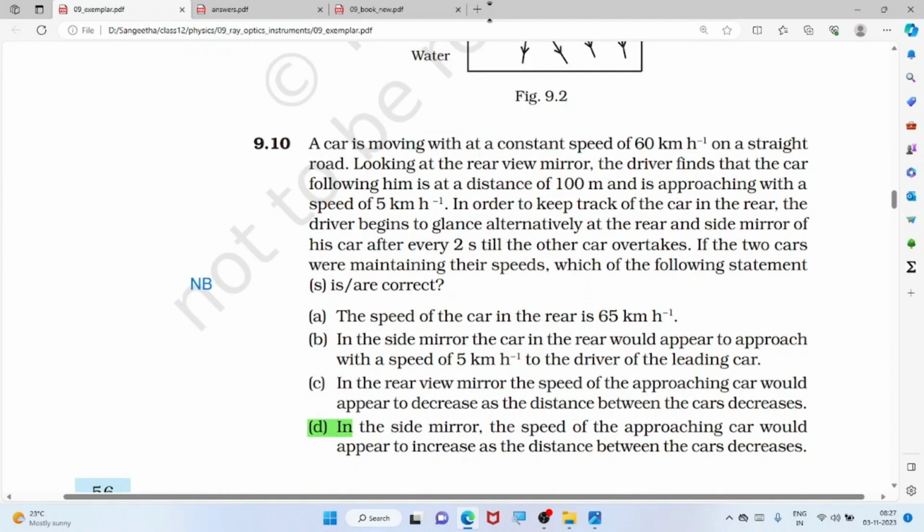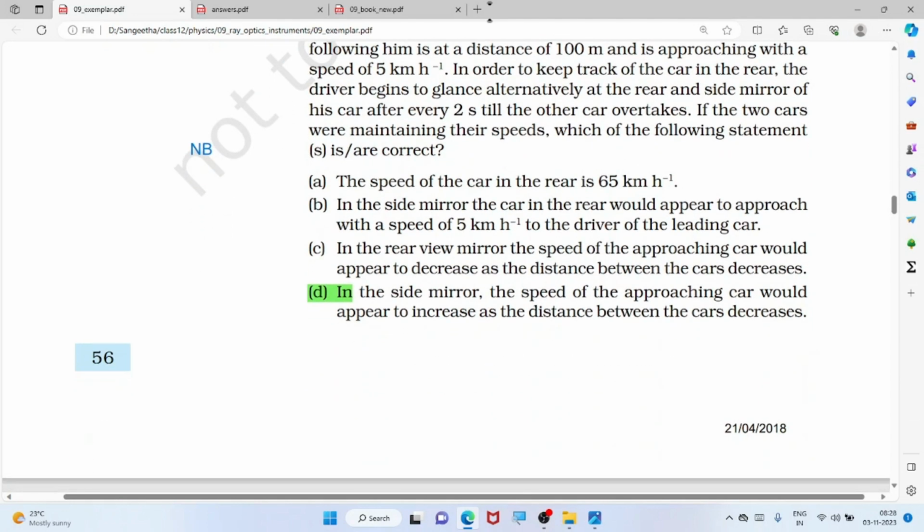A car is moving at a constant speed on a straight road, looking into the rear view mirror. You can go through this; it is similar to the book problem. In the side mirror, the speed of the approaching car would appear to increase as the distance between the cars decreases.